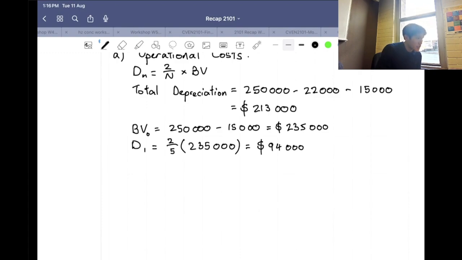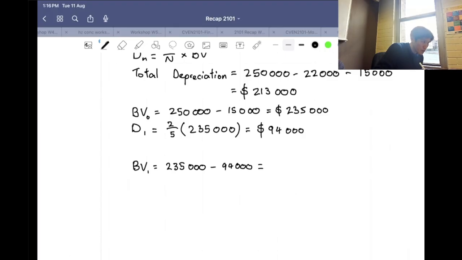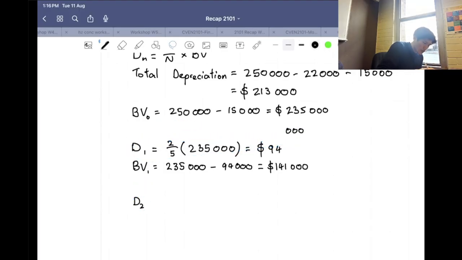And now that we have the depreciation at the end of year one, the book value at the beginning of year two, I'll call it BV1, would be 235,000 minus the depreciation of year one, which is 94,000, which should give you $141,000. So that is the book value at year one.